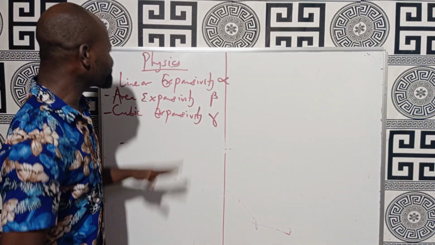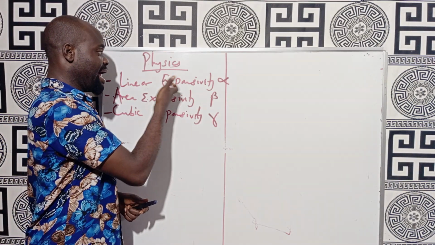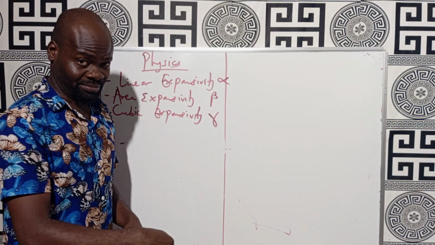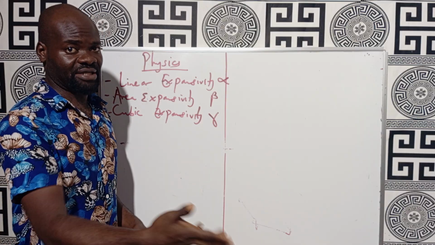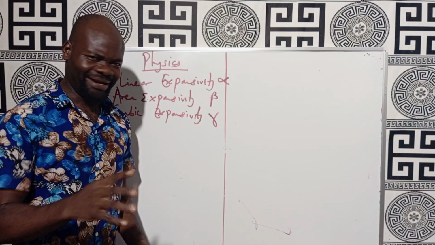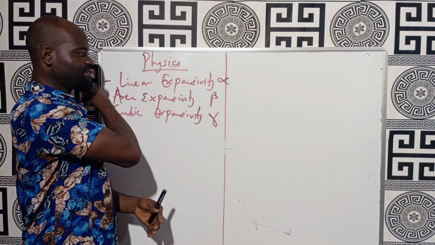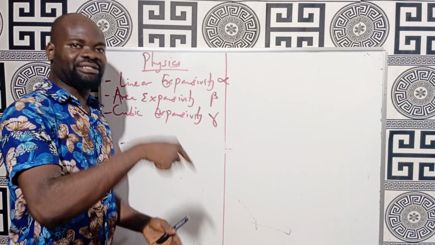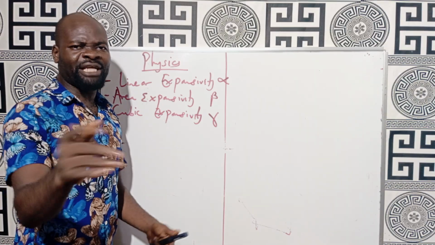So now, what's linear expansivity? It is defined as the increase in length per unit length for each degree rise in temperature of the substance, of the material. Don't worry, I will break it down. Just calm down and relax. Linear expansivity is the increase in length of a material per unit length, per each degree rise in temperature.